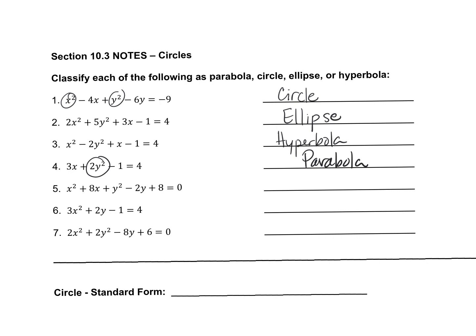Cole, what'd you get for number 5? I got a circle. Okay. Two squares with the same coefficient. Yep. And number 6. Evie, what'd you get for number 6? Parabola. Okay, why'd you get a parabola? Because there's only one square. Only one square. And last one is Anderson. I got a circle. And how come you got a circle? Same coefficient, same power.